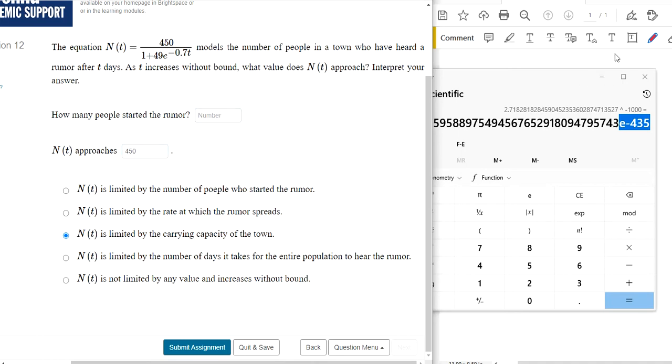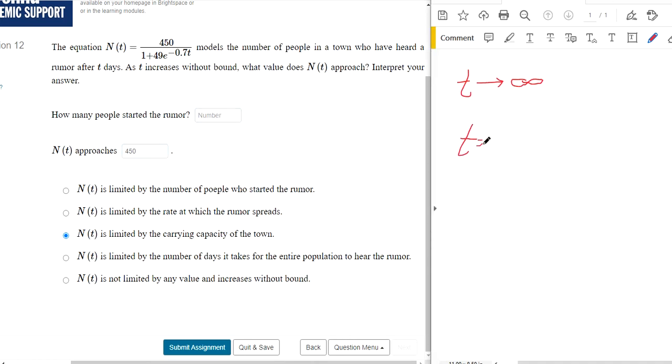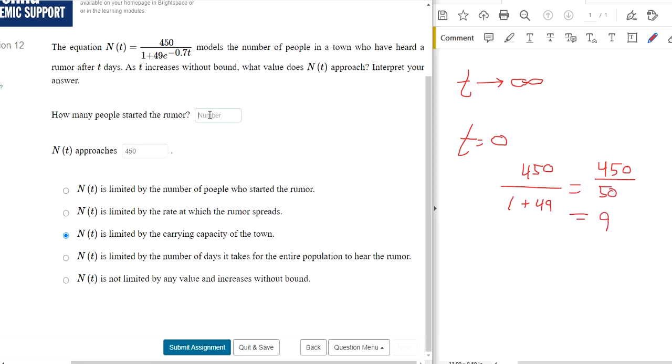How many people started the rumor? What they want to know is how many at ground 0, at time t equals 0. So that looks to be 450 over 1 plus 49. Because if you plug in t equals 0, e to the 0 power is 1, which is different than what happens when t goes to infinity, right? So we get 450 divided by 50, which makes 9. Looks like 9 people started this rumor.